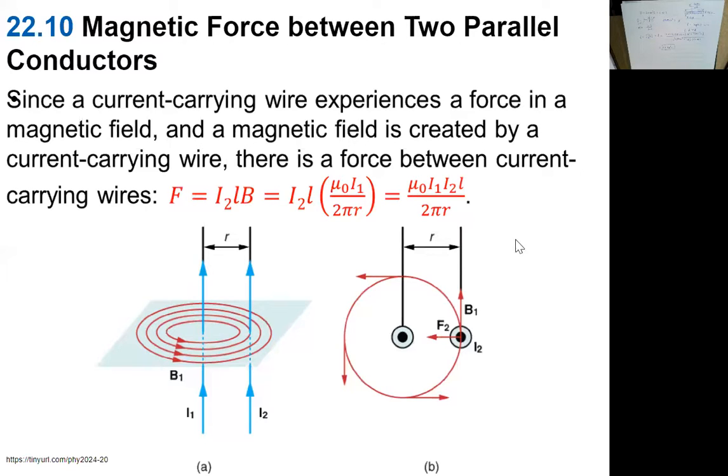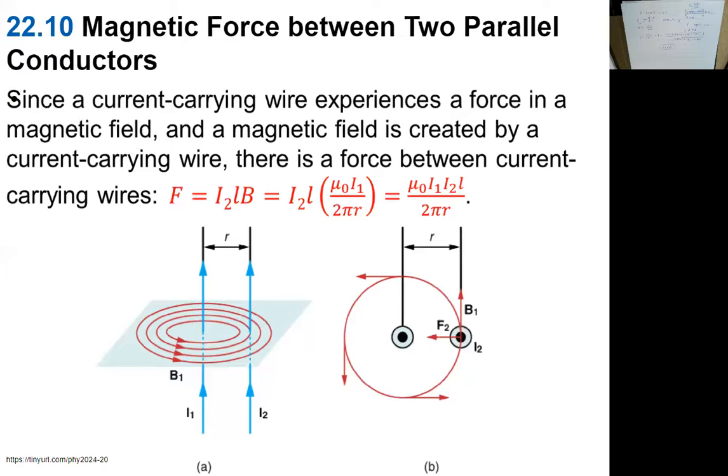So this is the B field produced by I1 in the parenthesis. And now the second wire is in the presence of that magnetic field. So the force is equal to I2 times B times L. Because this magnetic field is perpendicular to the current in the wire, we are not having the sine of theta term, because theta is equal to 90, so that's 1.